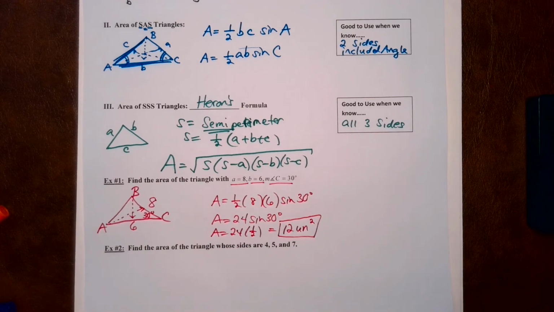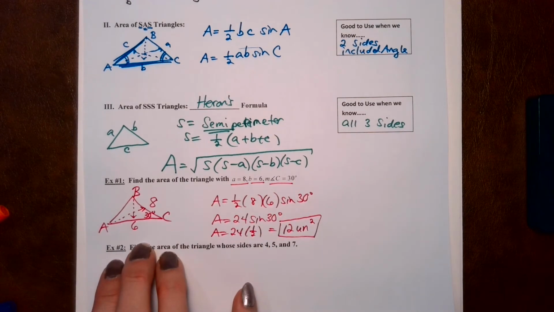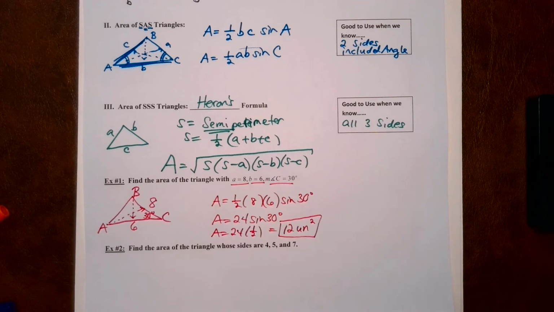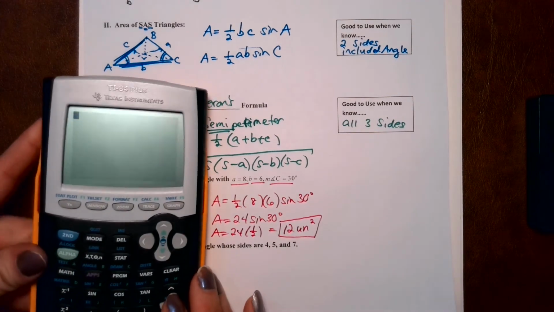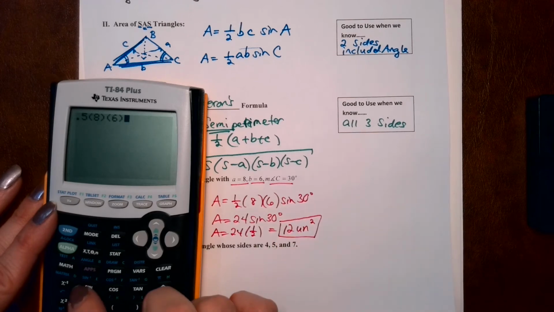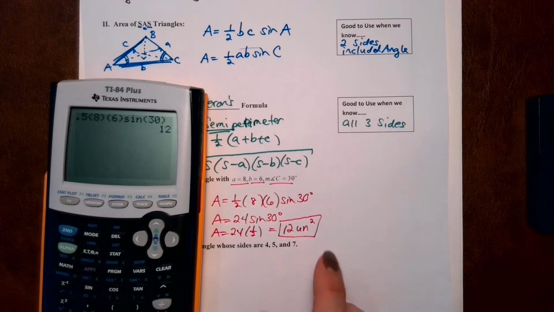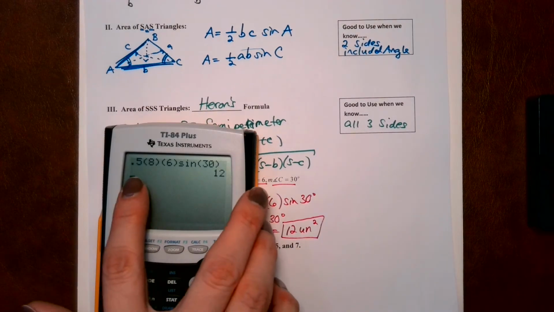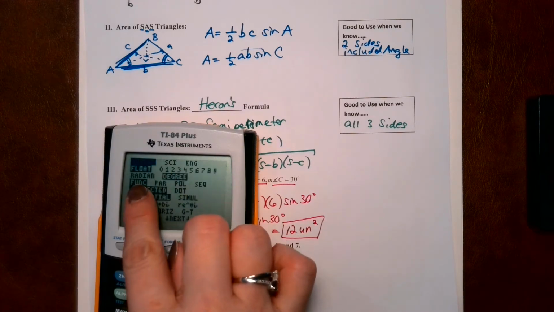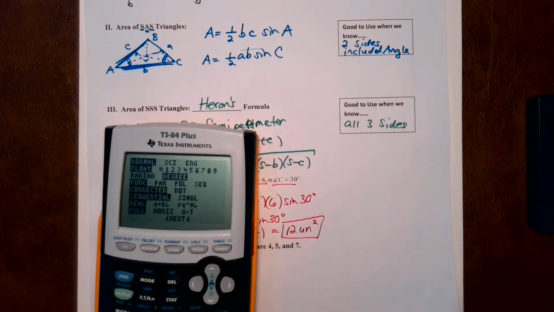Okay, now this formula can work for any triangle. If we happen to have an angle that wasn't 30, we would go ahead and type that in. So let's just show you what that would have looked like. We would do 1/2 times 8 times 6 times the sine of 30 degrees, and then the answer, of course, is 12. Okay, make sure when you're doing calculations like this, since we're hitting the sine button, let's just make sure our mode is in degrees. I guess this was 30 degrees.